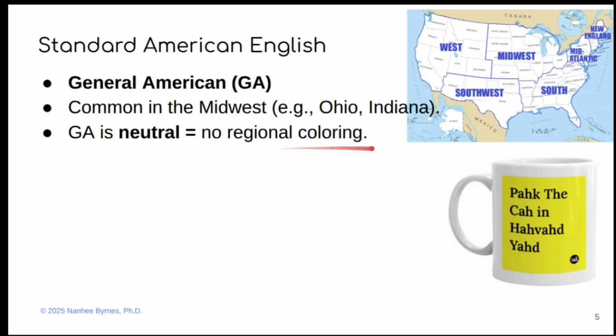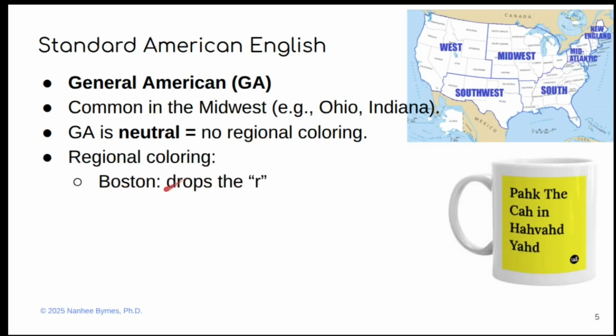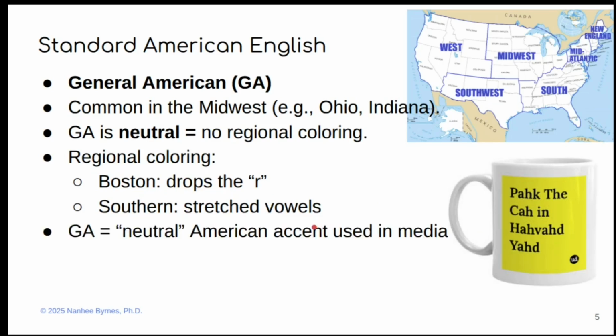What do you mean by regional coloring? Well, if you hear a Boston accent, you might notice they drop the R, like saying "pahk the cah" instead of "park the car." If you hear a Southern accent, vowels stretch out. "High" becomes "ha." But with a Midwestern accent, you really can't tell where the person is from. It sounds neutral. That's why it became the accent of television, Hollywood, and news broadcasters. Got it. So General American is basically the neutral American accent used in media.